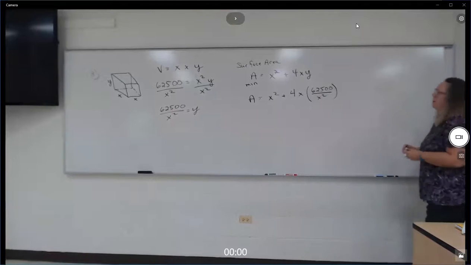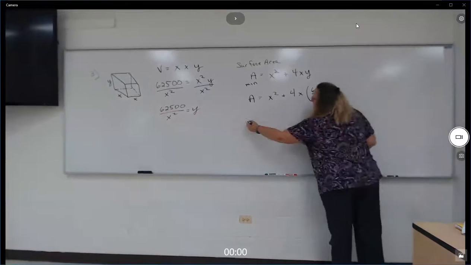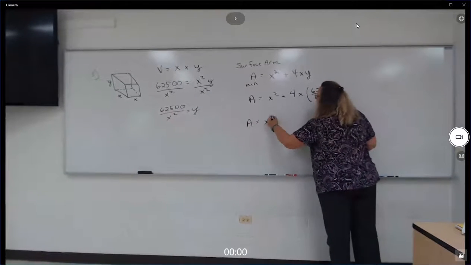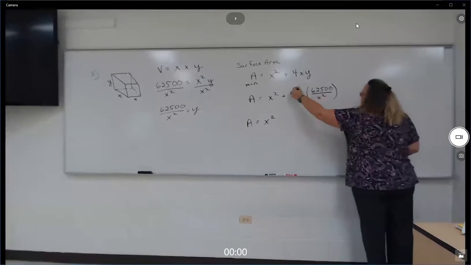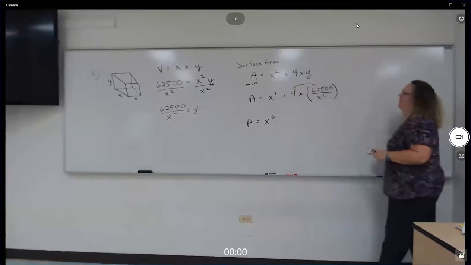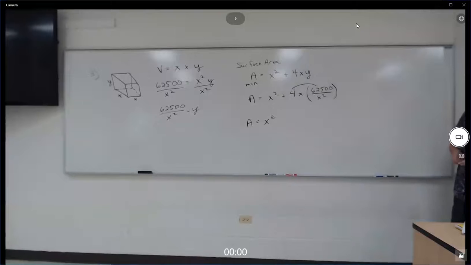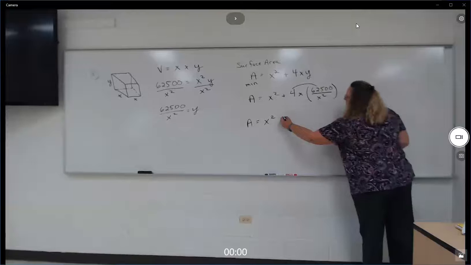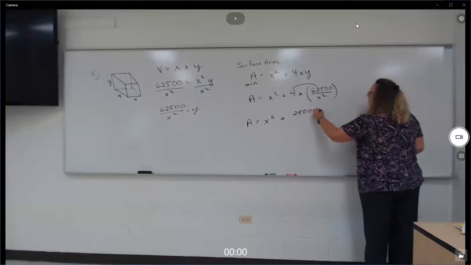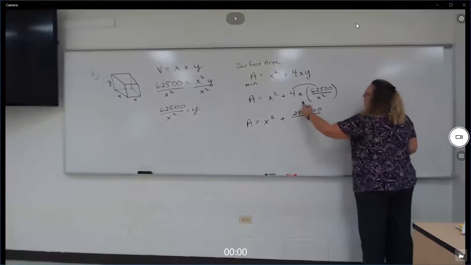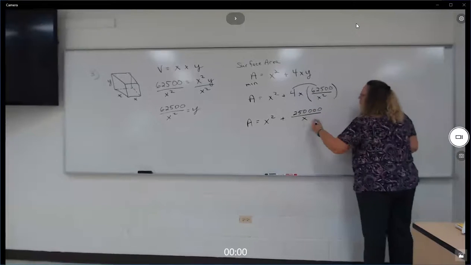Let's clean it up a little. We've got an X that can cancel, and we can multiply the 4 and the 62,500. All right, so that gives us 250,000, but this is a plus. 250,000 over X, since the X is canceled, so we only have 1.